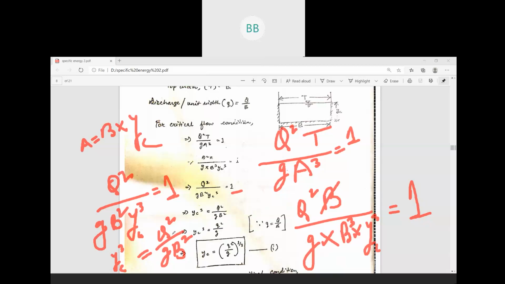Now we have a term called discharge per unit width, small q, which is nothing but Q by B. Here in this equation we have Q square divided by B square, so we can directly write YC cube is equal to small q square divided by g, or you can write YC is equal to (q square divided by g) to the power 1 by 3.